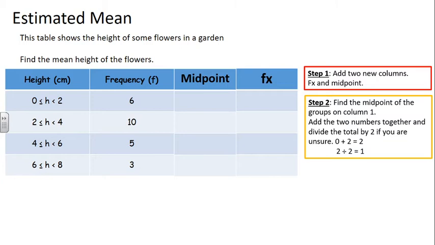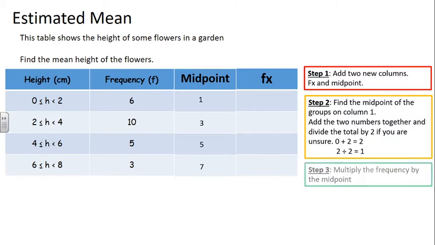So that is your next step, your step 2. Find the midpoints of all the groups in column 1 on the left hand side. If you're unsure of what the midpoint will be, add the two numbers you can see together and then divide your answer by 2. So 0 add 2 is 2, 2 divided by 2 is 1, so your first midpoint would be 1. Midpoint of group 2 is 3, 5 and 7.